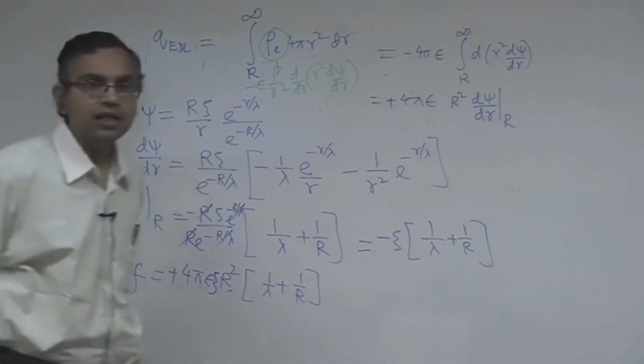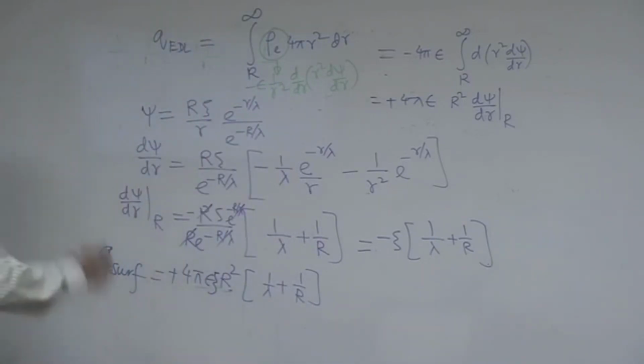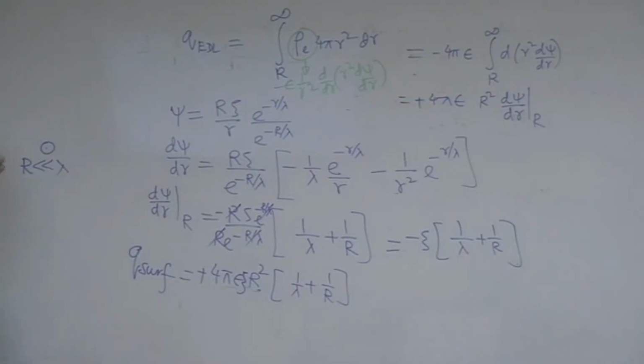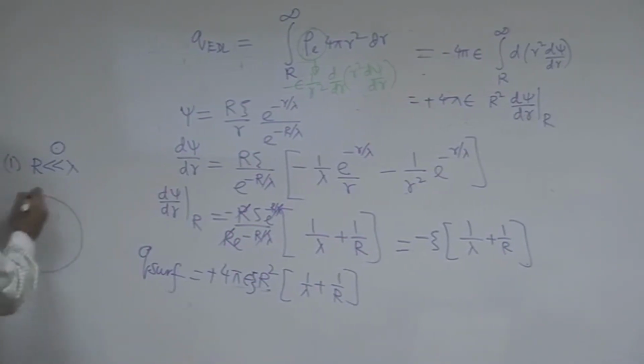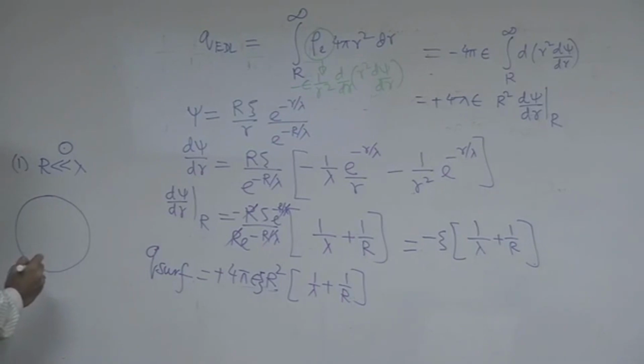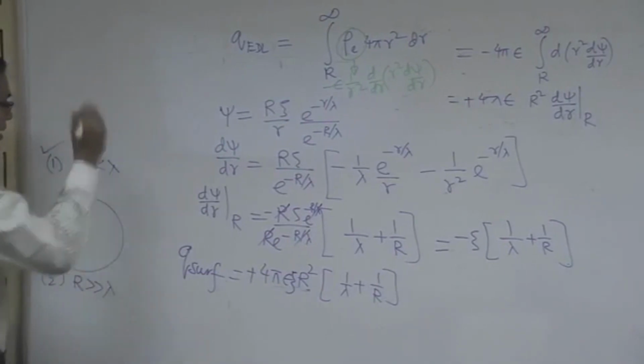Now, we will consider two limiting cases. One limiting case is that the sphere is like a point mass. That means R is much less than lambda. Then you can approximate it just like a particle. This is case 1. And case 2, the sphere is very large and the electrical double layer is thin, so that you can consider R much greater than lambda. So, we will take up this case quickly.